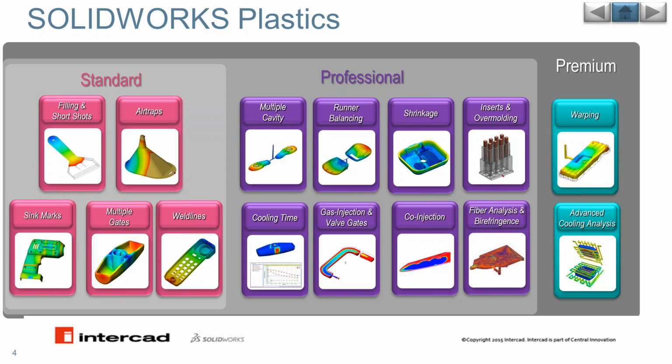However, if you would like to extend the capabilities of SolidWorks Plastics to SolidWorks Plastics Professional, you are able to do multiple cavity, runner balancing, shrinkage, insert and overmoldings, cooling time estimation, gas co-injection and valve gates, co-injection and fiber analysis. And for those who are into the business of warping and advanced cooling analysis, they have to upgrade their license to SolidWorks Plastics Premium.